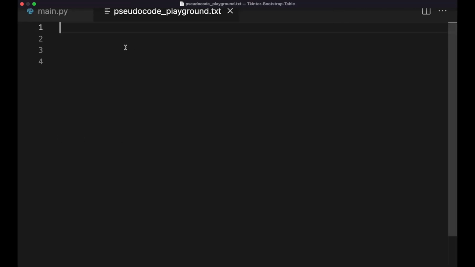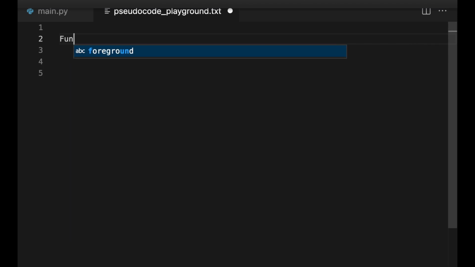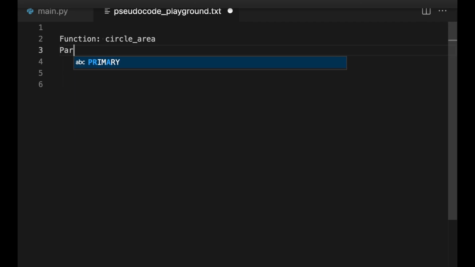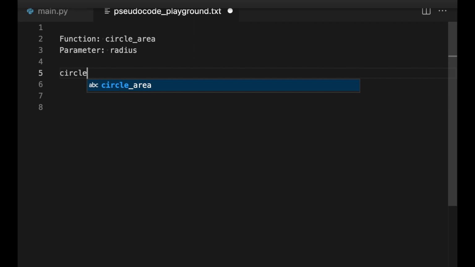So what we're going to do is create a function called circle_area that calculates our area given a parameter of radius. And basically how that's going to look in pseudocode is we're going to have the method name. So we're just going to have circle area. There's no def like in Python. It's more similar to how methods would be defined in Java, which after all does inspire pseudocode. So we've got circle area, then we're going to have our parameter radius.